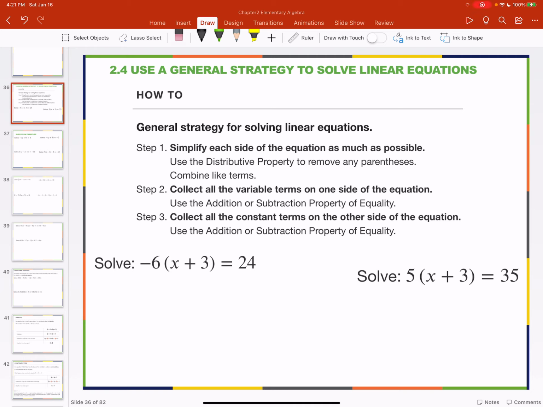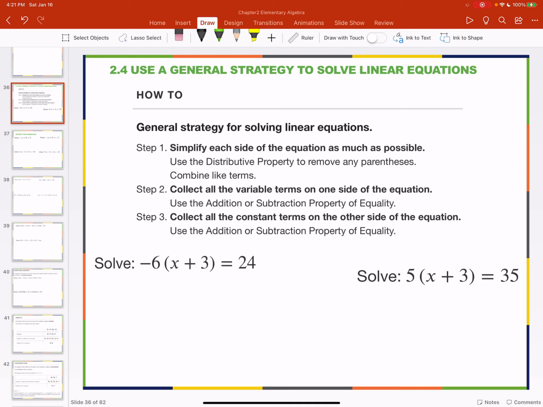Hello, and welcome to section 2.4, which concerns linear equations, but now a general strategy to solving them. So first of all, let's go through it. Remember, an equation is two expressions on either side of an equal sign.